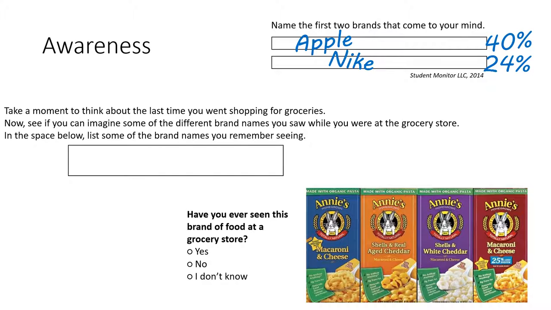Finally, here we see an example of a recognition measure. Have you ever seen this brand of food at a grocery store? And here, we're not providing any aid. We are literally providing an individual the exact stimuli, and we're merely asking them, have you seen this thing before? Unfortunately, in practice, sometimes these recognition measures, like this last one I just showed you, are also called aided recall measures because there is an aid right here. However, I think it's useful to keep in mind that an aid is where you're helping someone along, like our second example, whereas in our third example, a recognition measure, we are literally providing someone the exact stimuli and merely asking if they have seen that thing before.